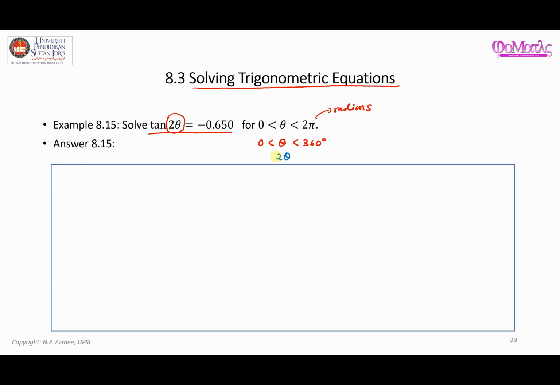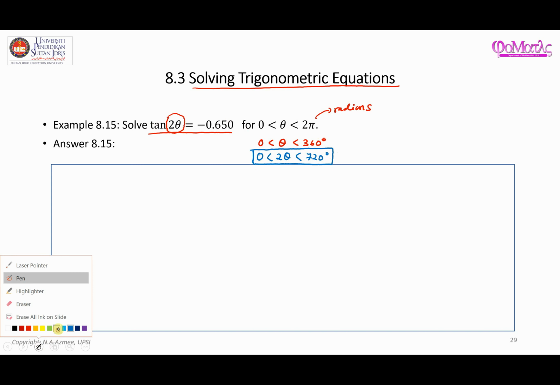So 2 times theta is 2 theta. Now, in order to balance this expression, 2 must also be multiplied with 0 and 2 must also be multiplied with 360 degrees. Therefore, 2 theta is greater than 0 because 2 times 0 is 0, and it will be less than 720 degrees. 2 times 360 is 720 degrees, and this is the range that you will be working on in order to solve this trigonometric equation.